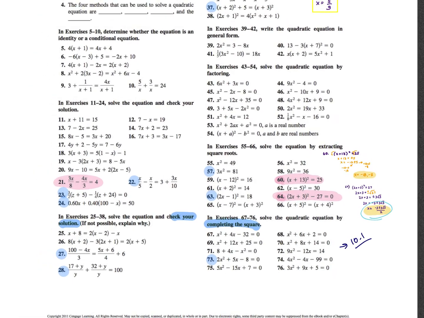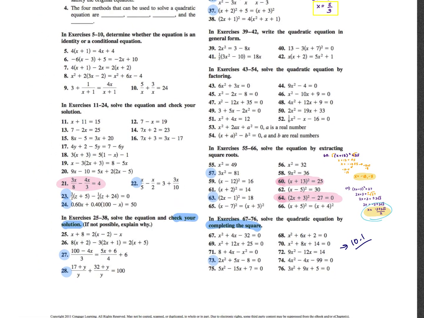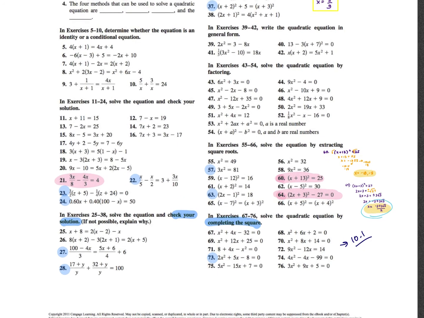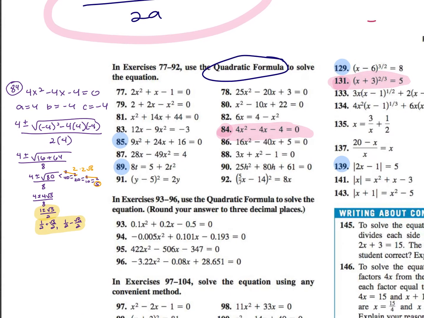Any questions on this first page before we keep going? We're good? All right. Then came, sorry, go ahead, Matt. When you're completing the square, you have to divide the middle term by 2 and then square, right, for the last one? Correct. And then the quadratic formula.